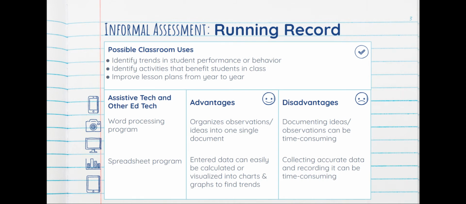A spreadsheet program is also an example of assistive tech or ed tech that can be beneficial for running records because the data that's entered can be easily calculated or visualized into charts and graphs to identify trends. Unfortunately, spreadsheet programs, much like word processing programs, can be time consuming to make sure that the data remains accurate. Overall, running records help to identify trends that can be seen as trends over time, either as growth or regression, or they can be trends that are seen at a specific time within a certain environment or time of day.